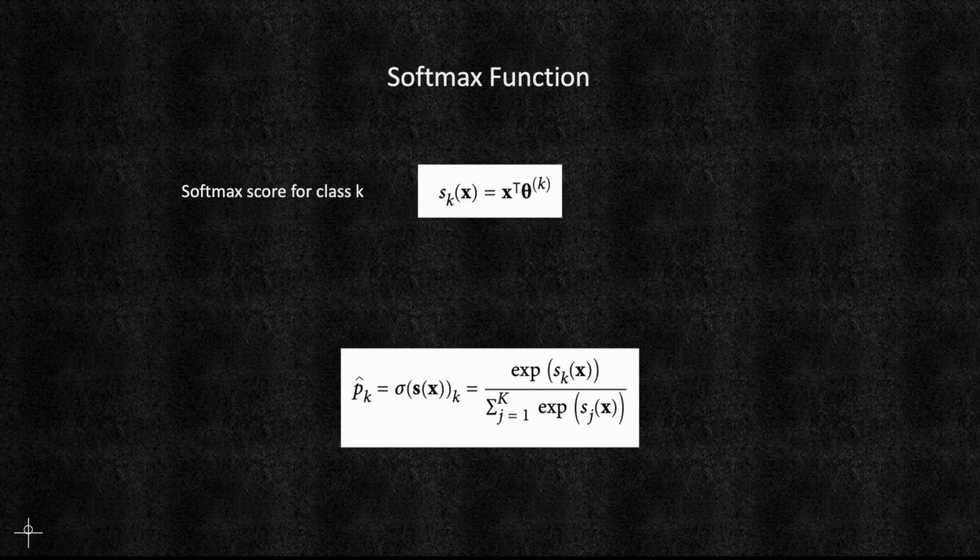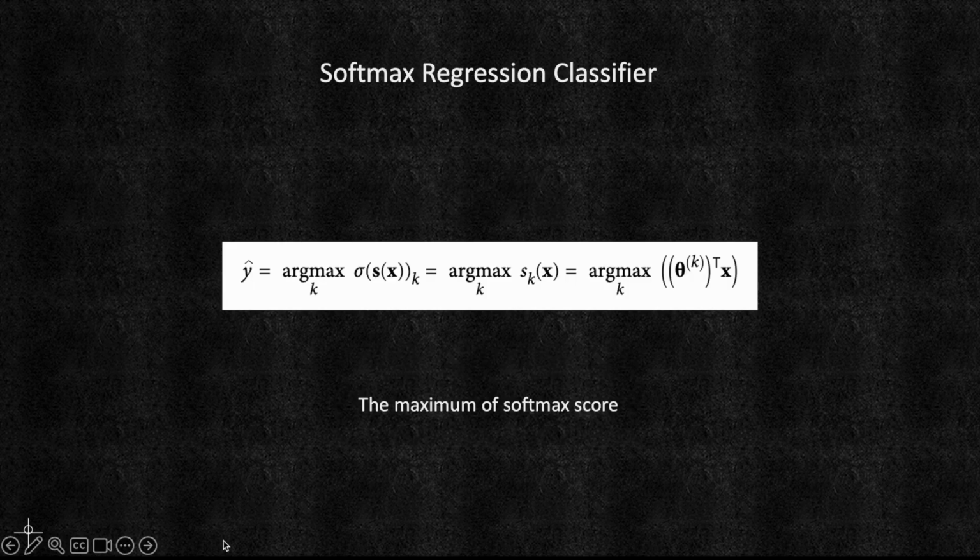After we calculate the score of every class, we can apply the softmax function to estimate the probability that instance x belongs to class k. The softmax function computes the exponential of every score, then normalizes them by dividing by the sum of all exponentials. This is a function of the softmax regression classifier.